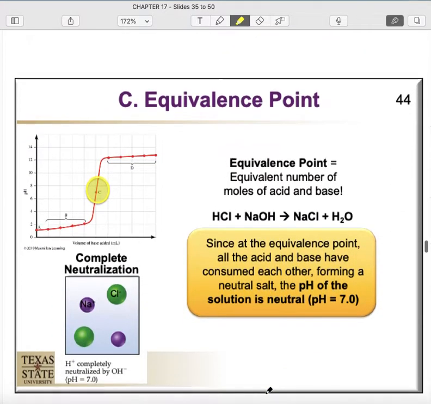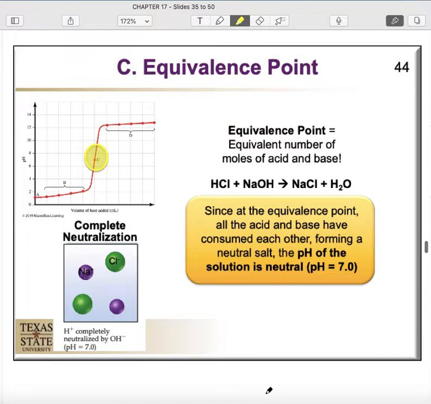Now, the next point is the equivalence point. Remember that the equivalence point is the point where we have an equivalent number of moles of the acid to the base. In this particular case, this is a 1-to-1 molar ratio, which means that we have an equal number of moles of hydrochloric acid to the moles of sodium hydroxide. And as we said already, at the equivalence point, these two completely neutralize one another. So they completely react, they are gone, and all that we have in the solution is the salt and the water, which are the products of that neutralization.